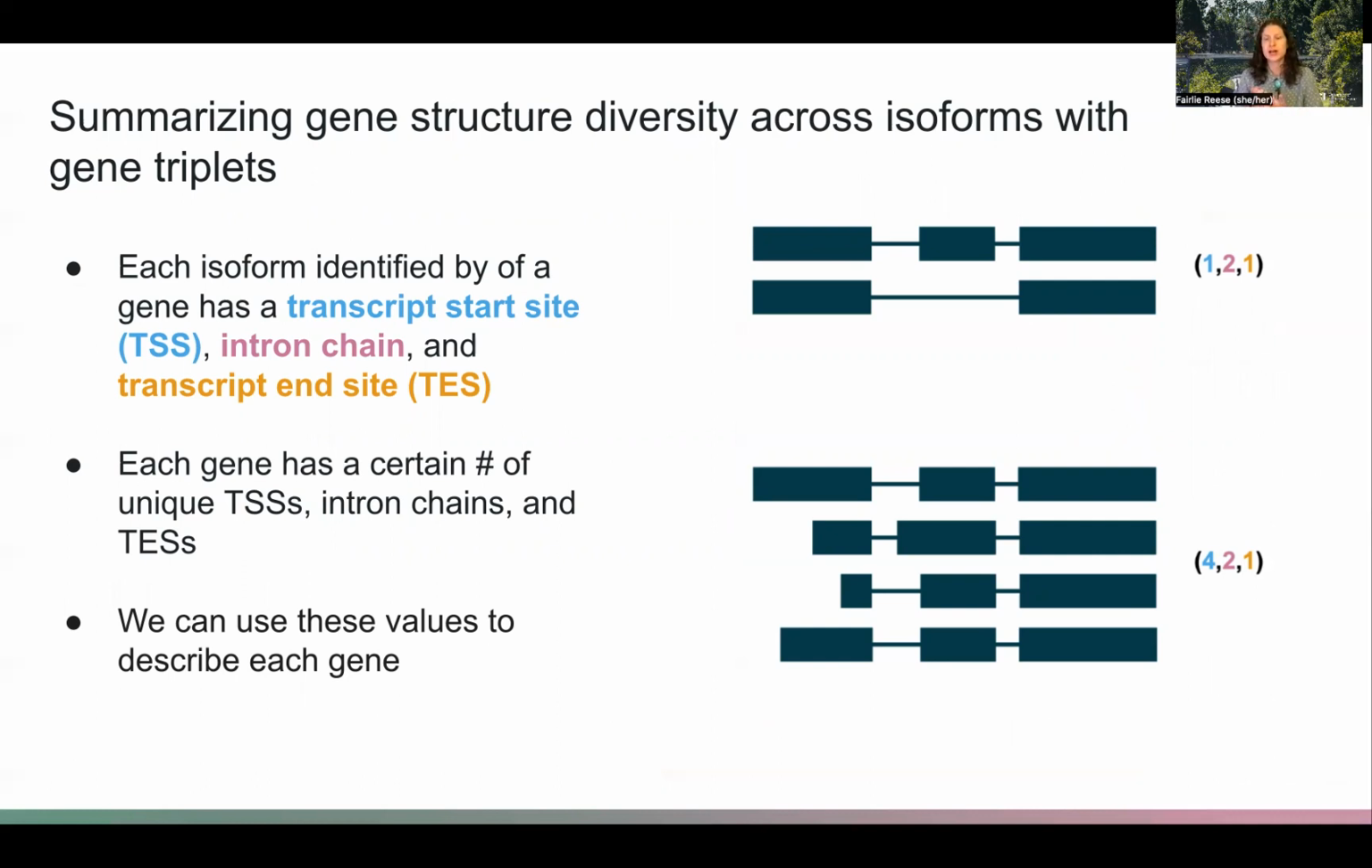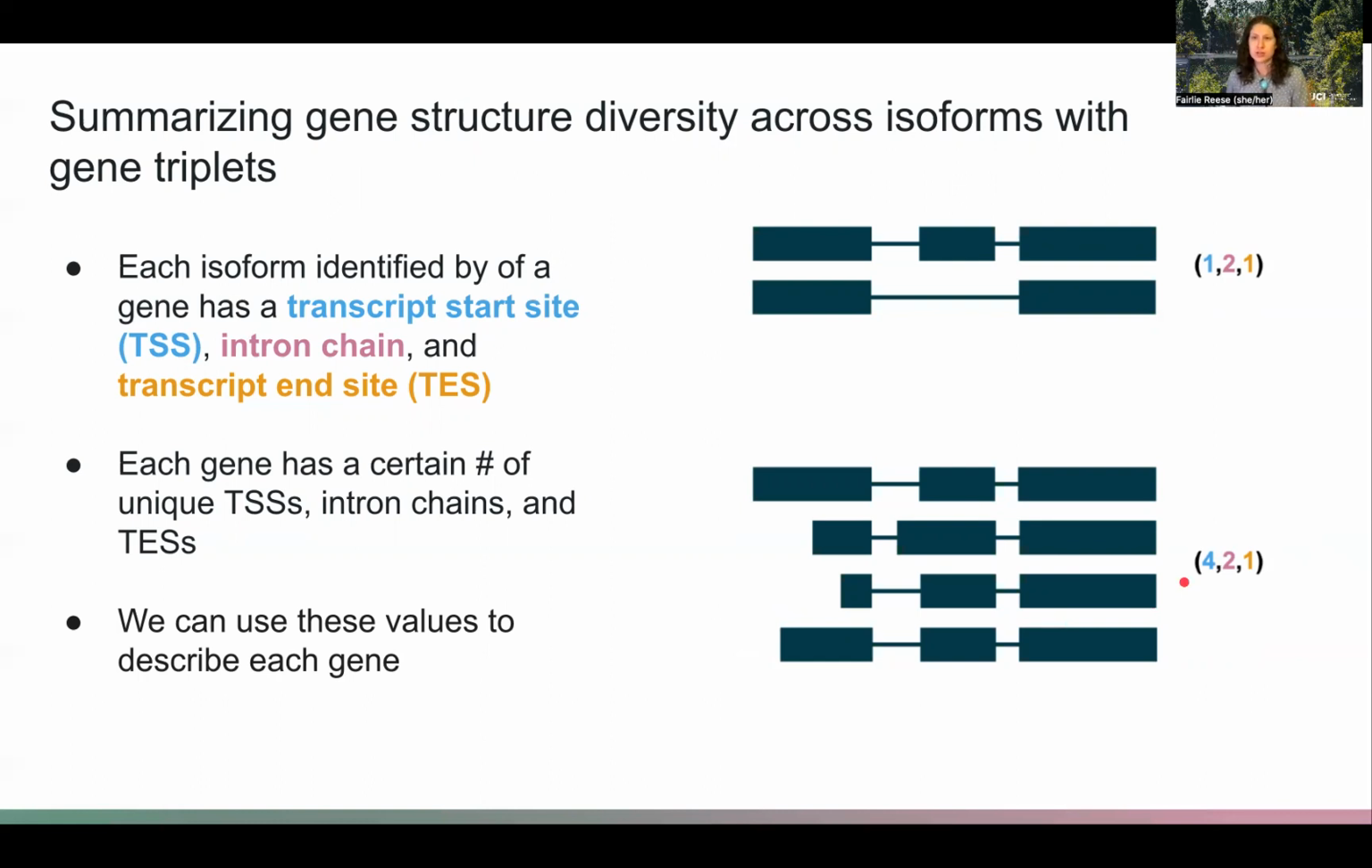And so here we can identify each gene using a gene triplet, which tells us how many TSSs are present out of all of the isoforms in the gene, how many intron chains are present, and how many TESs are present. And so this gene here, this top one, which has 1 TSS, 2 different intron chains, and 1 TES, can be described using the gene triplet 121. And down here on the bottom, where this gene has 4 unique TSSs, 2 unique intron chains, and 1 unique TES, we can describe this using the triplet 421.